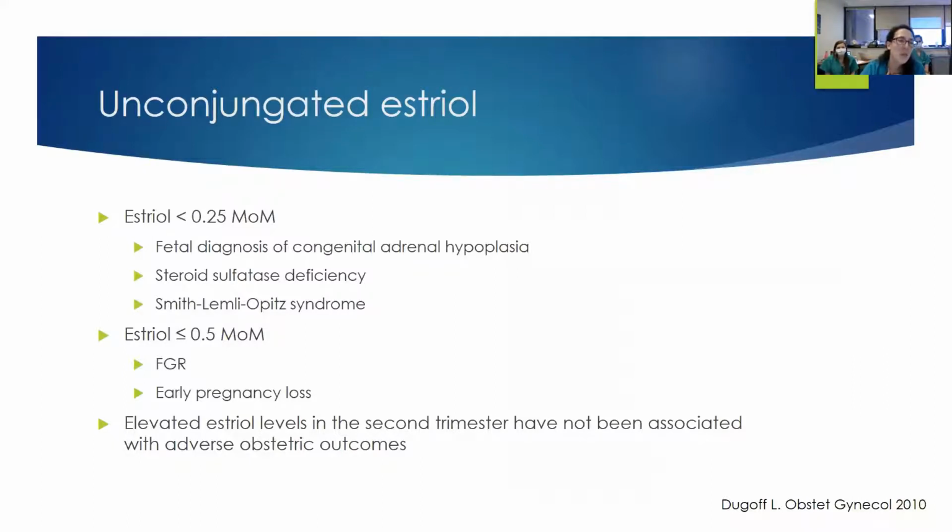Estriol less than 0.2 MOMs has been related to fetal diagnosis of congenital adrenal hypoplasia, estriol sulfatase deficiency, Smith-Lemli-Opitz syndrome, and estriol less than 0.5 MOMs has been related to FGR, early pregnancy loss. And elevated levels in the second trimester have not been associated with adverse pregnancy outcomes.